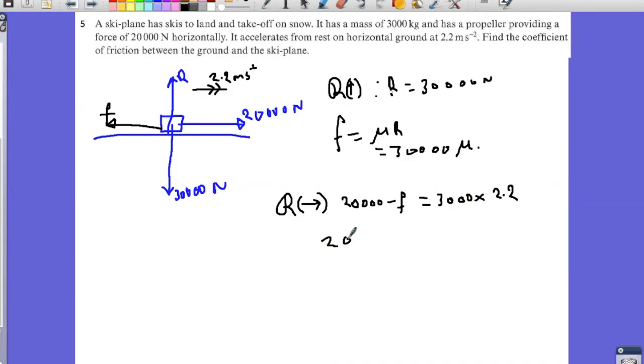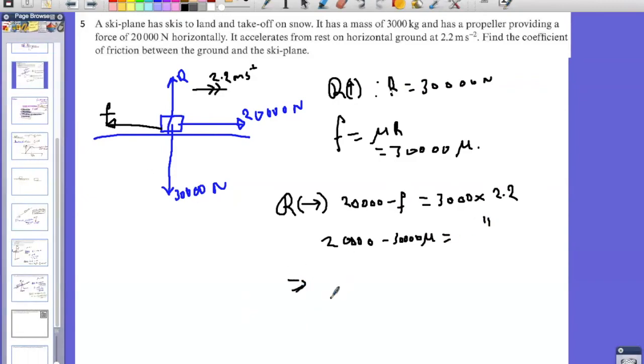So this means 20,000 minus 30,000 times mu should be that value. That should give you mu as 20,000 minus 3,000 times 2.2, divided by 30,000.